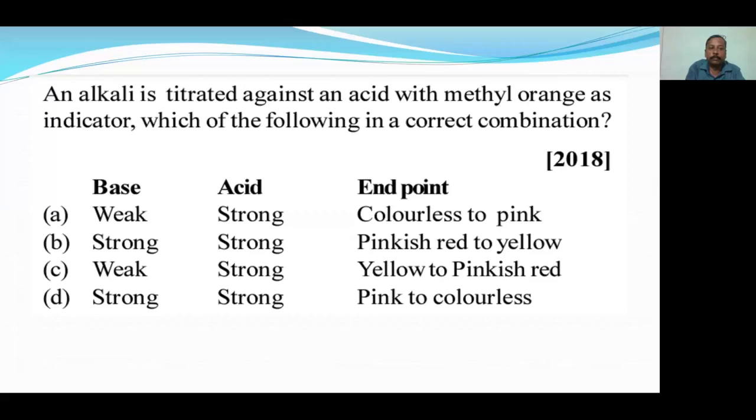Okay, here is a question from ionic equilibrium, but it is more experimental based. That's why I have to add it here. Alkali is treated against an acid with methyl orange as an indicator. Indicator theory, a separate lecture, is available in ionic equilibrium. Kindly go through that. Which of the following is the correct combination? Methyl orange and acid, so alkali is treated. According to that, you have to identify.